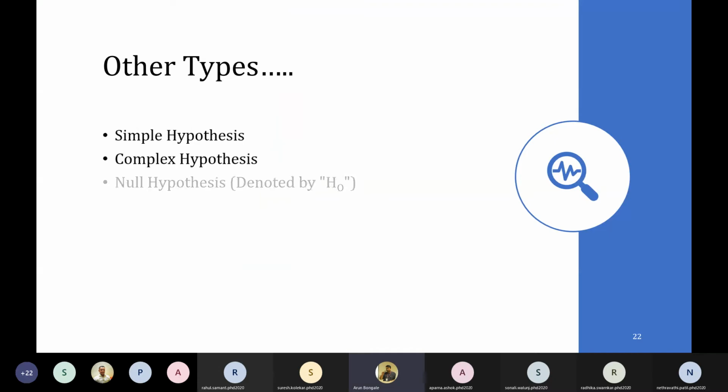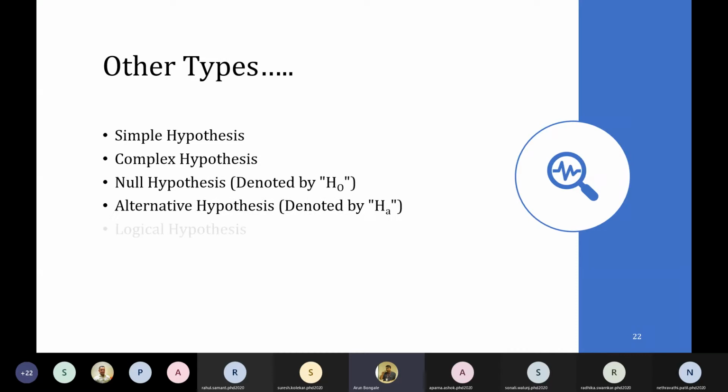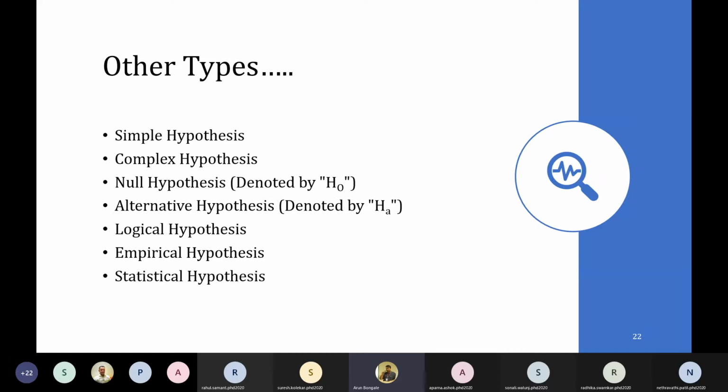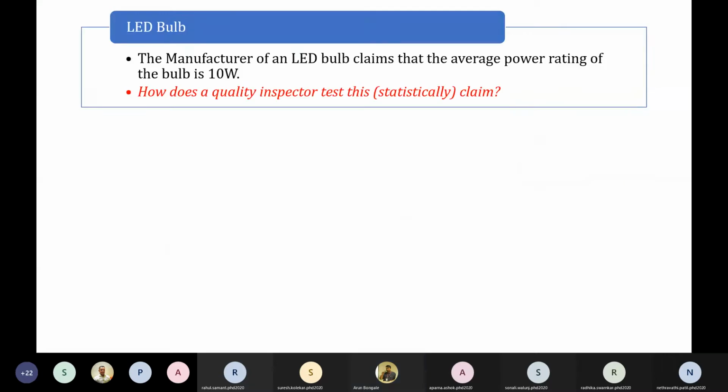Now we have other types of hypothesis also: simple, complex, null, alternate, logical, empirical, and statistical hypothesis. But our interest in this session is to discuss the null hypothesis, how to frame it, then how to frame the alternate hypothesis, so that the null and alternate hypotheses can be tested statistically and are complementary to each other. Okay, so that is what we'll be discussing.